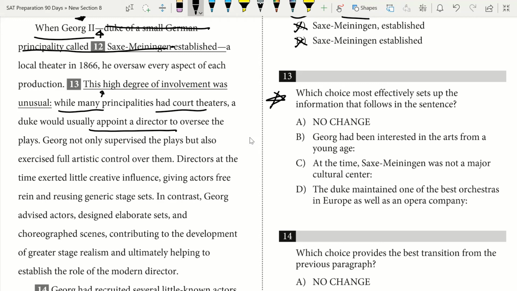So if we're looking at 13, we'd look at our answer choices, try to find something that's showing a high degree of involvement. We see that that's answer choice A. This high degree of involvement was unusual, right? Normal directors would just appoint someone. George did not. He took an active interest himself. B, George had an interest in the arts from a young age. We don't go on to describe him doing it from a young age. C, at the time, Saxe-Meiningen was not a major cultural center. We're not talking about that. And then D, the Duke maintained one of the best orchestras in Europe, as well as an opera company. We also aren't really talking about that in this sentence.